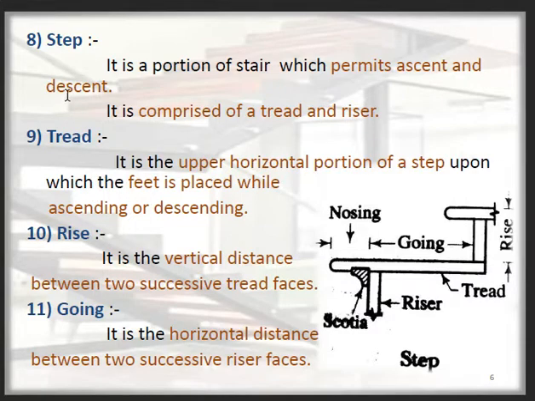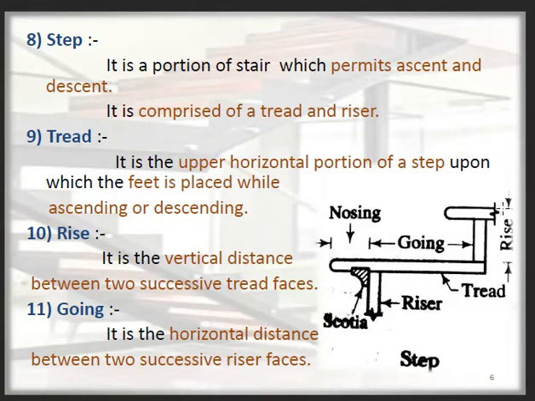We have rise, we have tread, we have going. This portion is known as the nosing. This is the scotia, this is the going, this is the rise, this is the tread. The tread is the portion on which we place our foot. This is the riser, that is the vertical portion, and this is the rise.